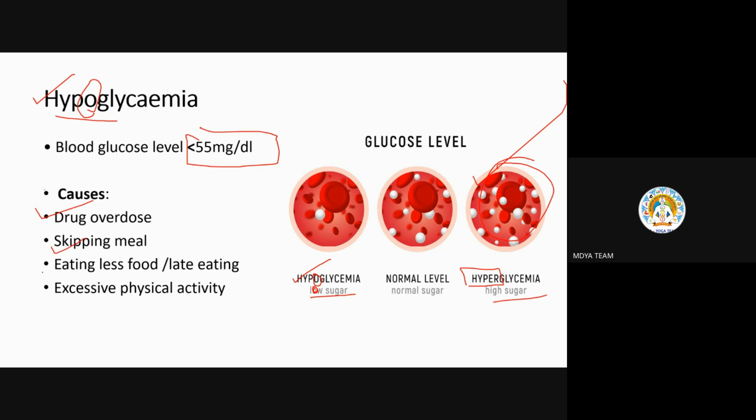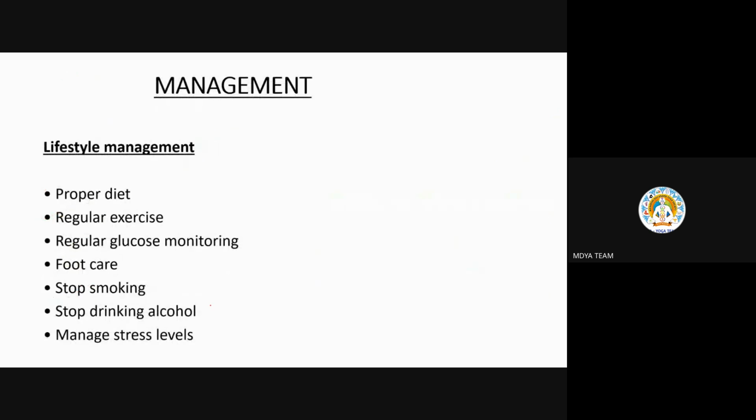Skipping your meals, because diabetic people have to have regular meals. Okay, they can't skip them. Eating less food, late eating, and excessive physical activities, which can further lead to obesity. Obesity can further lead to other diseases.